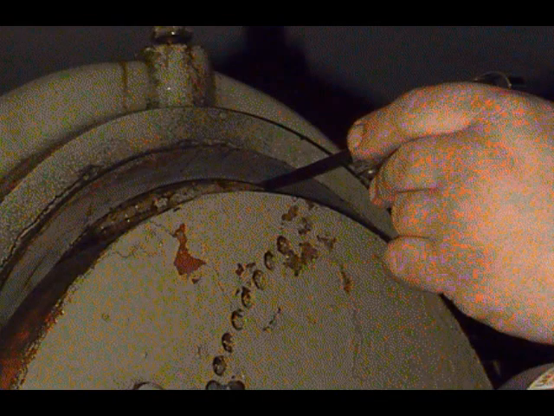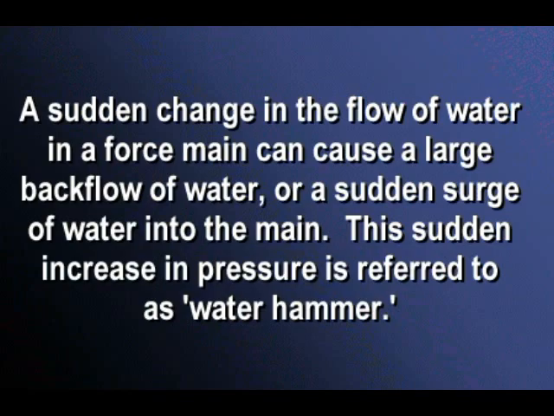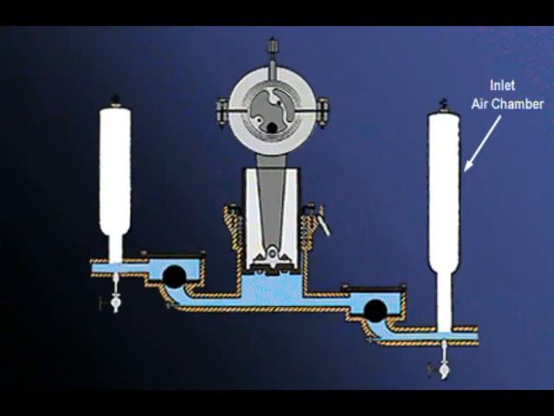To prevent overheating of the eccentric, check the clearance between the eccentric and the babbitt and the rate of lubrication of the connecting rod regularly. Water hammer is another condition that should be prevented. A sudden change in the flow of water in a force main can cause a large backflow of water or a sudden surge of water into the main. This sudden increase in pressure is referred to as water hammer. Whenever the pump is arranged with a positive pressure head on the suction, or with an exceptionally long feed line, water hammer is likely.